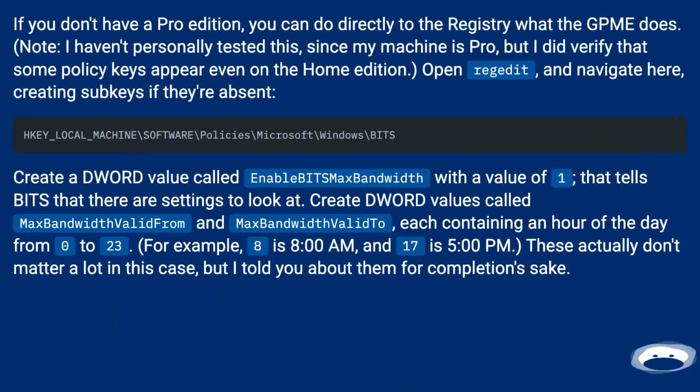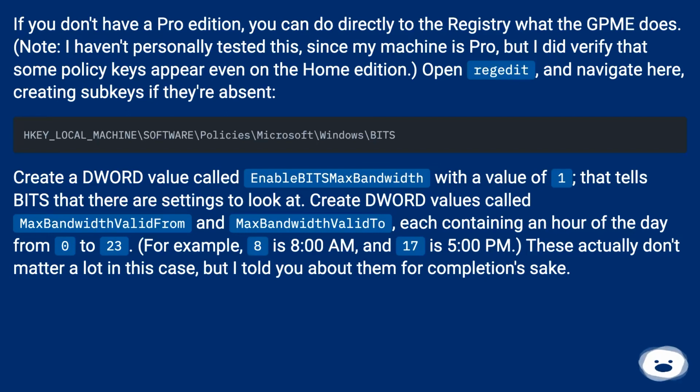If you don't have a Pro edition, you can do directly to the registry what the GPO does. Note, I haven't personally tested this, since my machine is Pro, but I did verify that some policy keys appear even on the Home edition. Open Regedit, and navigate here, creating subkeys if they're absent.